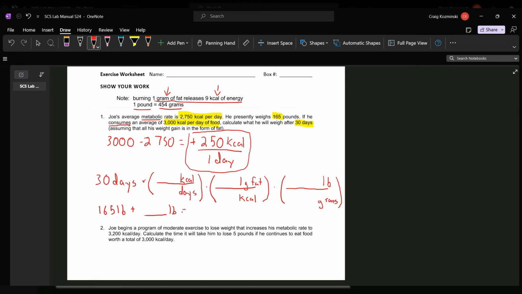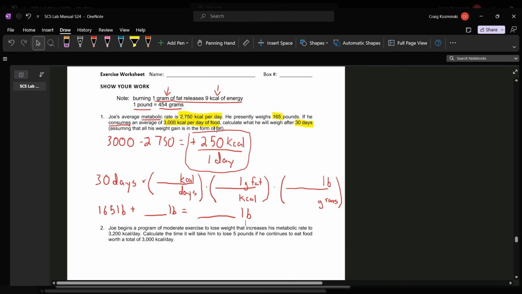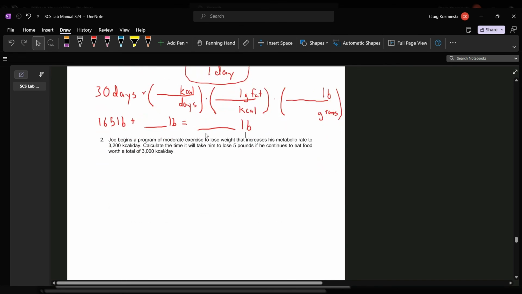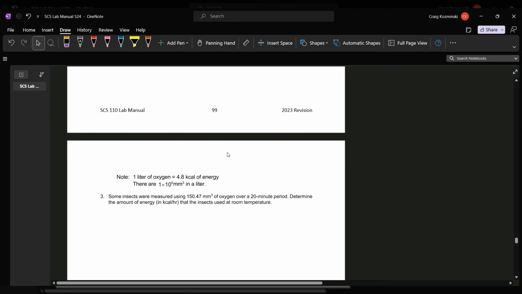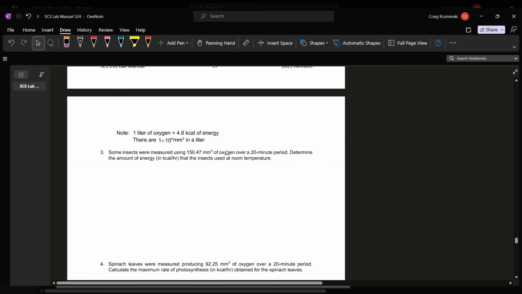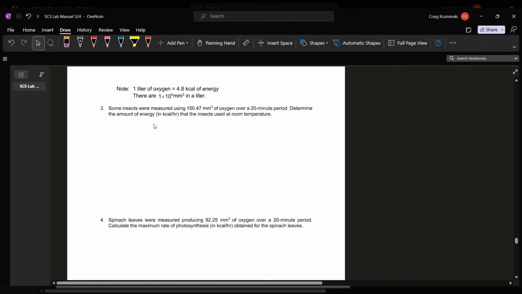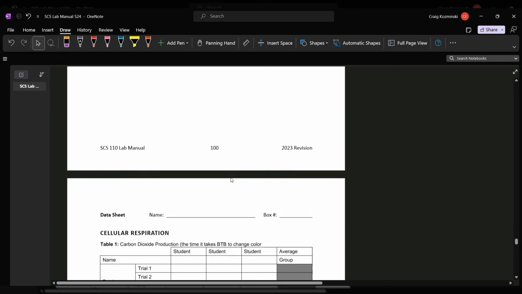So I've set up the dimensional analysis for you here. I would encourage you to attempt to solve this problem before coming to lab. You can also attempt to solve question 2, a very similar type of problem. Again, you're going to be looking at the difference between energy consumed versus the energy burned. For the second part of these calculations, we're asking you to take a look at problems 3 and 4. However, we'll take a closer look at this information tomorrow during the lab.